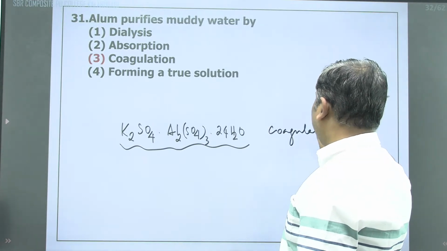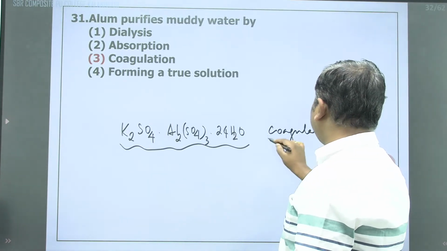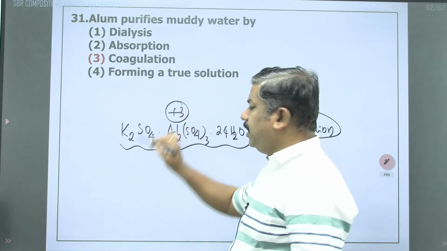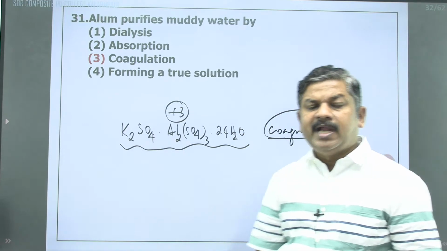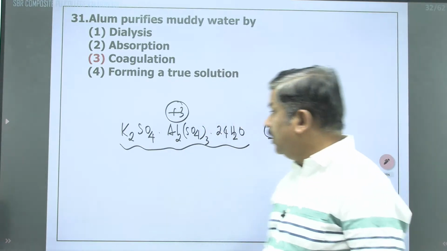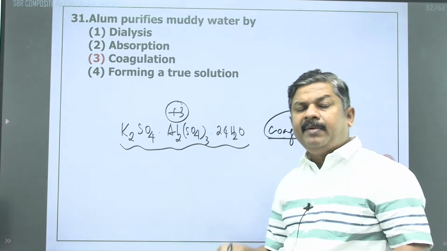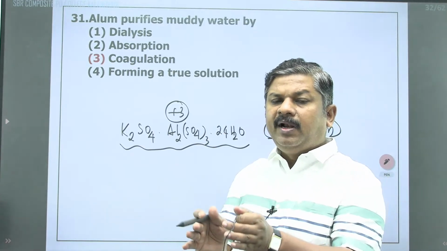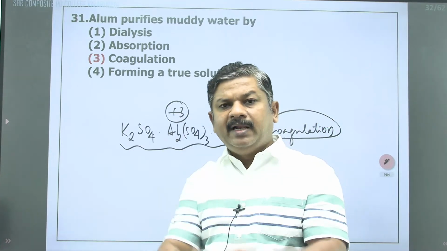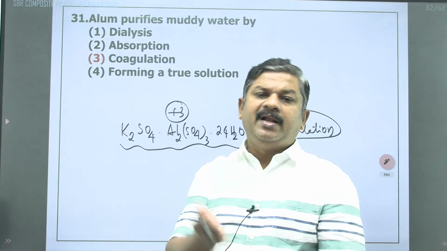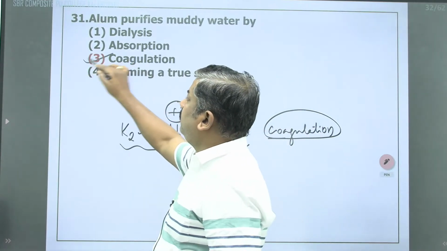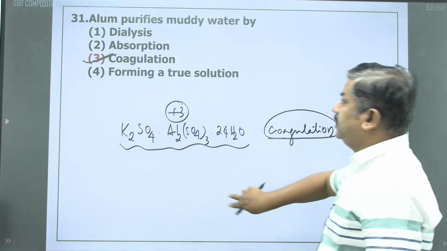Coagulation process. The coagulation process always takes place between the positively charged aluminium ion and the muddy or sand particles which carry negative charge. Between the positive charge of aluminium and negatively charged particles of that muddy water, the process of coagulation takes place. All those particles are deposited at the bottom of the container. The upper layer consists of pure water. So the process of coagulation is involved in this case.